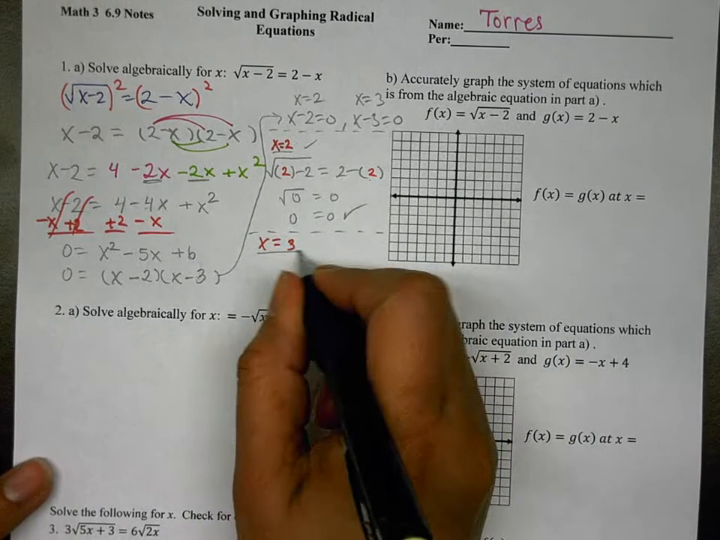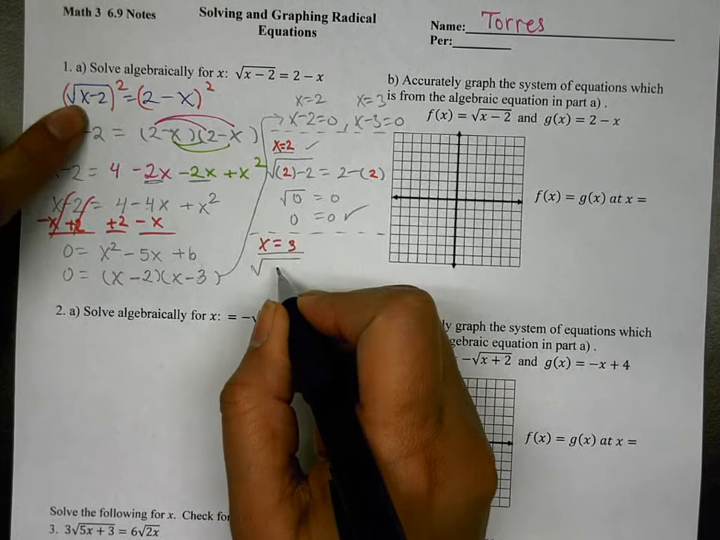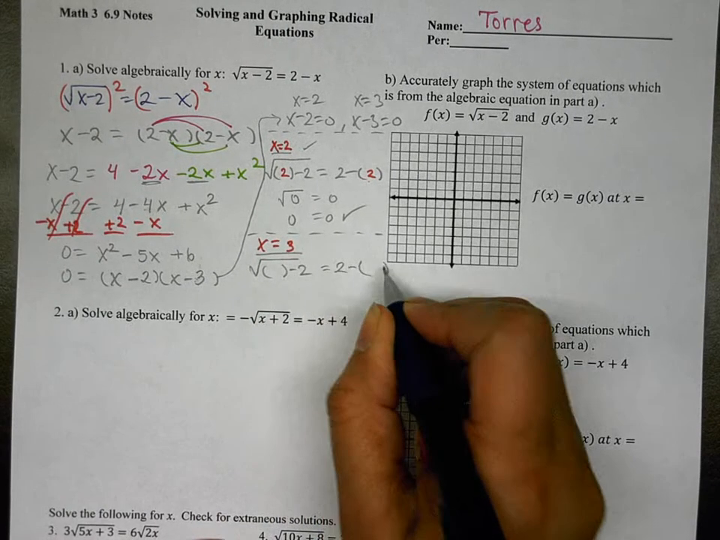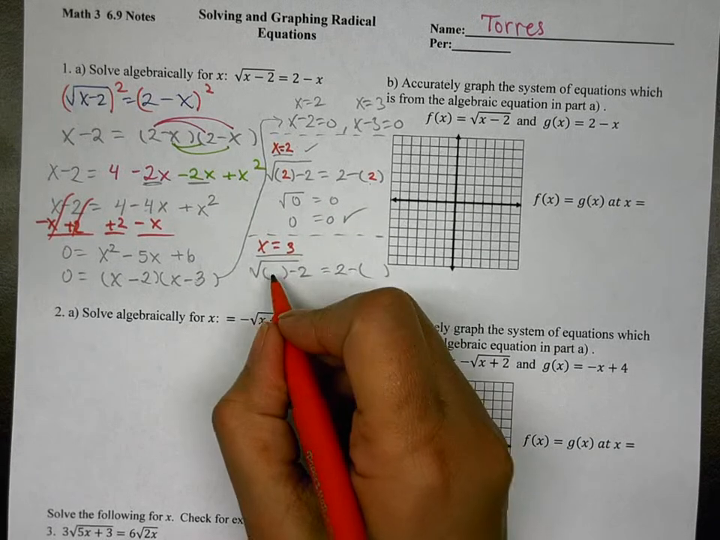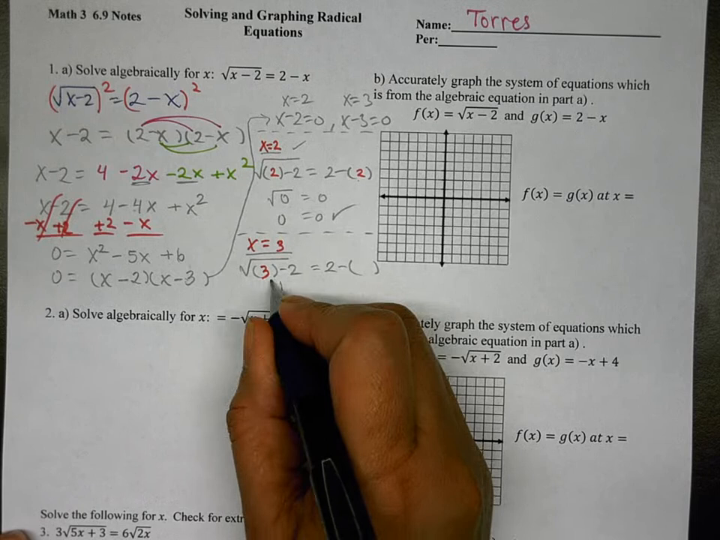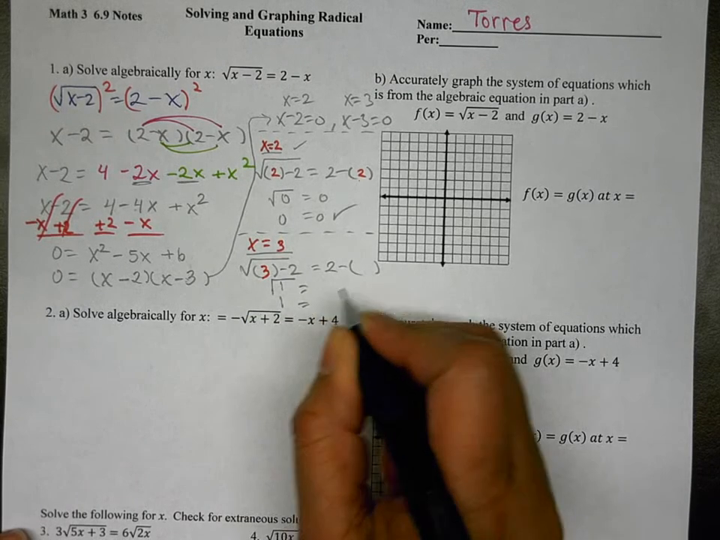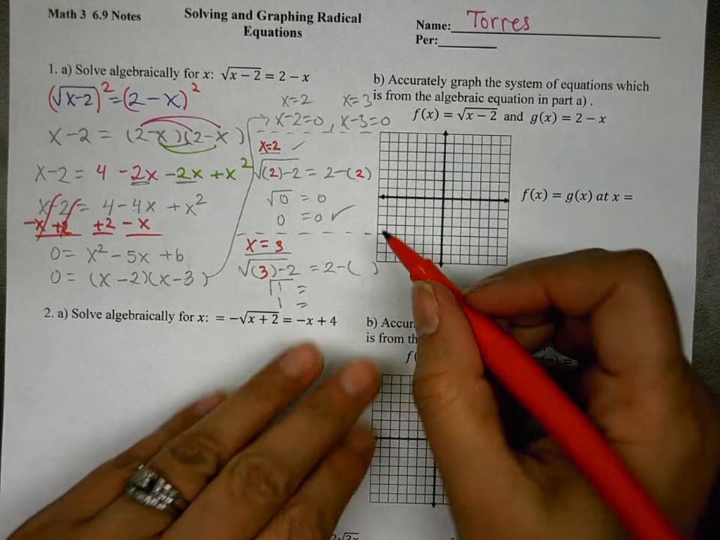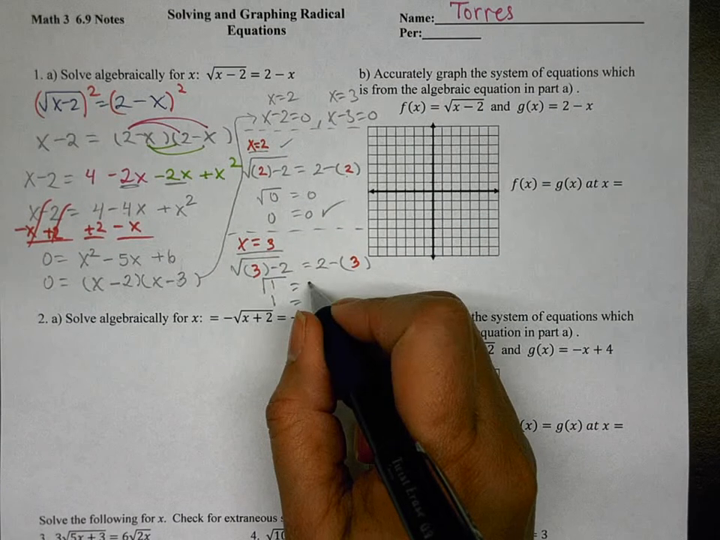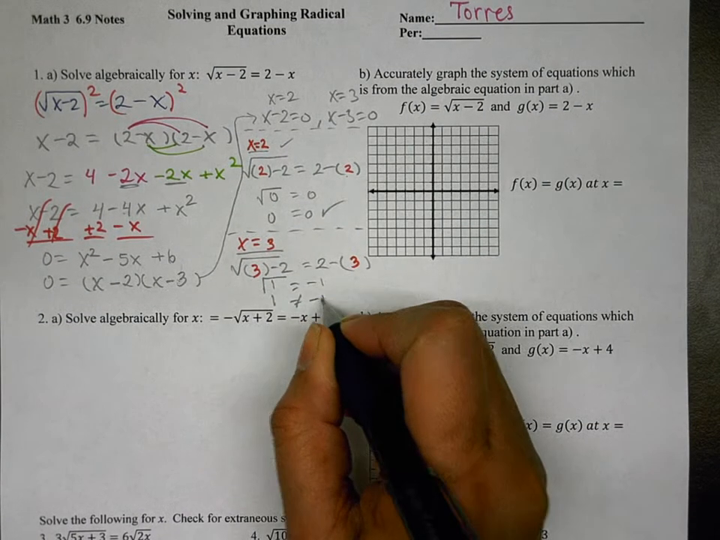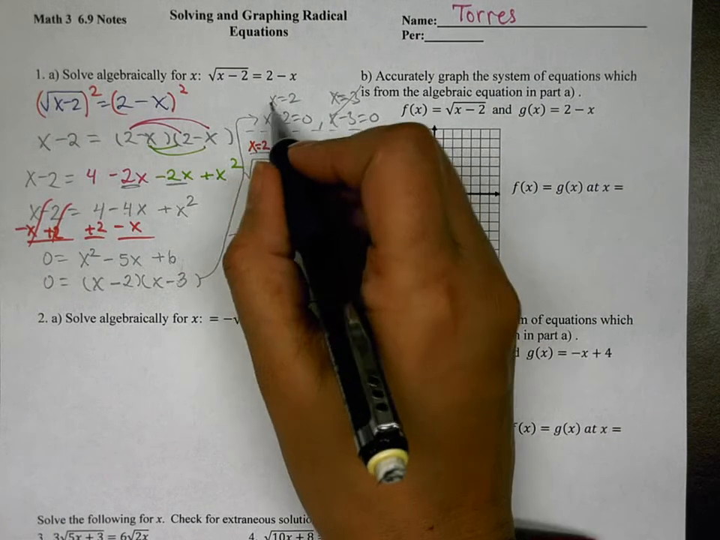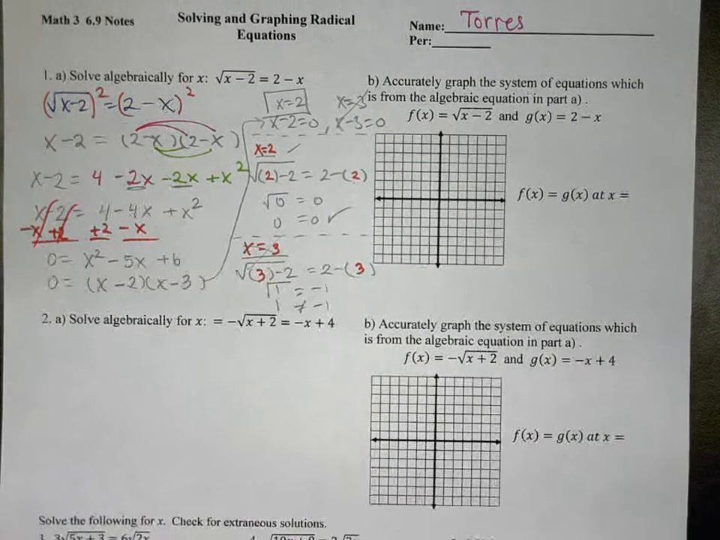Same way. Set up the skeleton, square root of blank minus 2 equals 2 minus blank, and this time I'm plugging in a 3. 3 minus 2 is 1. Square root of 1 is 1. 2 minus, oh, forgot to plug that 3 in. 2 minus 3 is negative 1. And 1 does not equal negative 1, so 3 does not work. X equals 2 is the only solution.